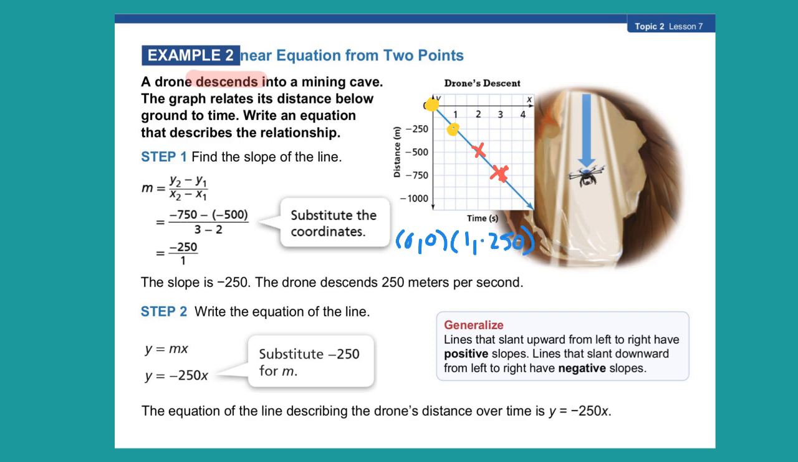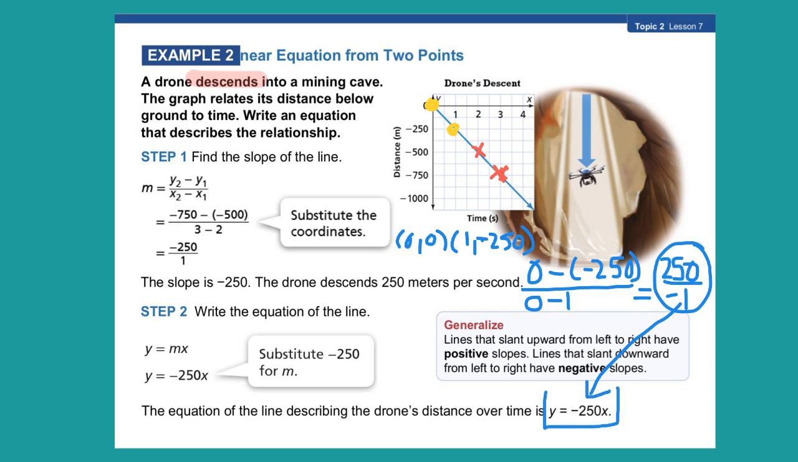If I subtract my y coordinates, 0 minus negative 250 on top, I could subtract my x coordinates, 0 minus 1 on the bottom. 0 minus negative 250 is a positive 250. 0 minus 1 is negative 1. When I subtract, I will get negative 250, just like they did.